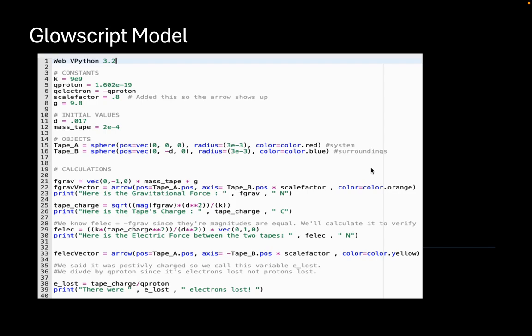Now, GlowScript. It's just my constants and initial conditions, and I simulated the tape again. The force acting on it is gravity, so I have the gravity vector, and it prints a statement on what the force was. After that, I calculated the electric force just to verify that the magnitudes are equal. And then finally, we calculated the electrons lost.